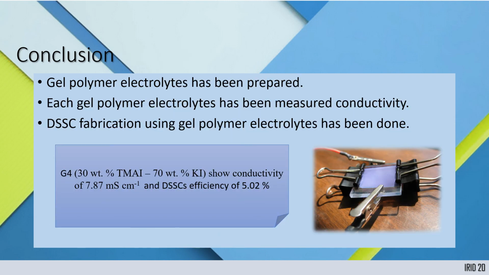As a conclusion, G4 shows a conductivity of 7.87 millisiemens per centimeter and the highest DSSC efficiency of 5.02%. This means that both iodide ions contribute to the high conductivity value and also improve the DSSC efficiency.